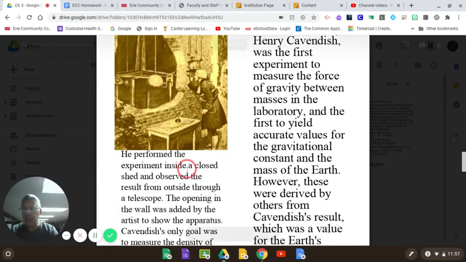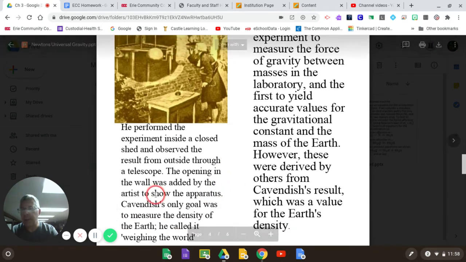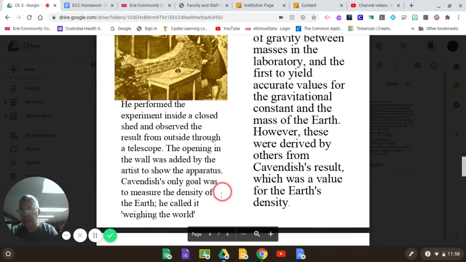He performed the experiment inside a closed shed and observed results through a telescope. So he had a little telescope in here, and that's what he would look at to see everything going on. The opening in the wall was added by the artist to show the apparatus. Cavendish's only goal was to measure the density of Earth. He called it weighing the world.